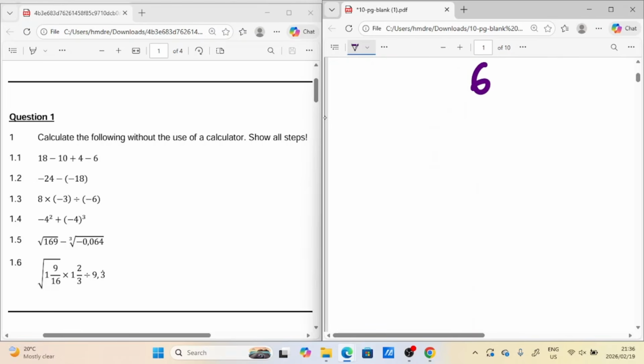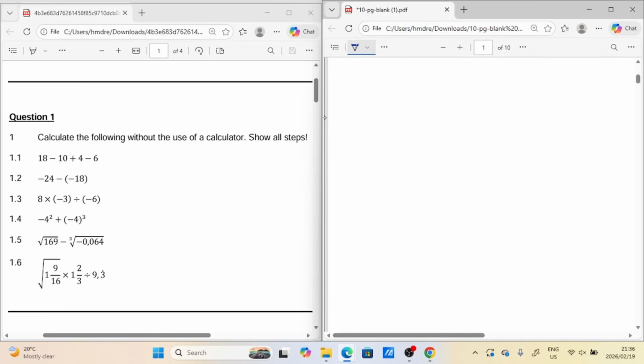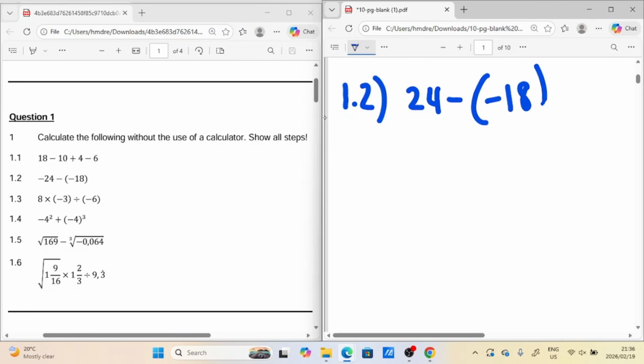1.2 is testing if we know what to do with negative signs. So we've got 24 take away negative 18. They're just trying to check us with these negative signs. A minus and a minus when it's like this becomes a plus. So we've got 24 add 18.